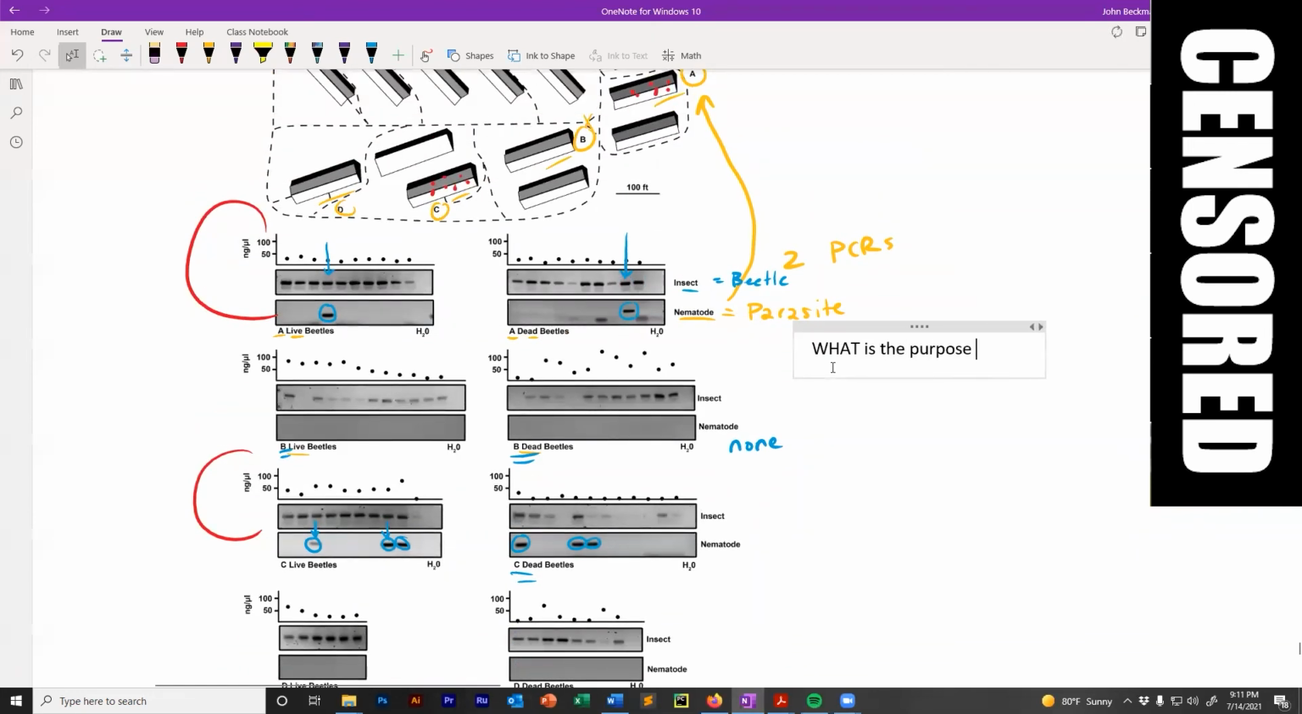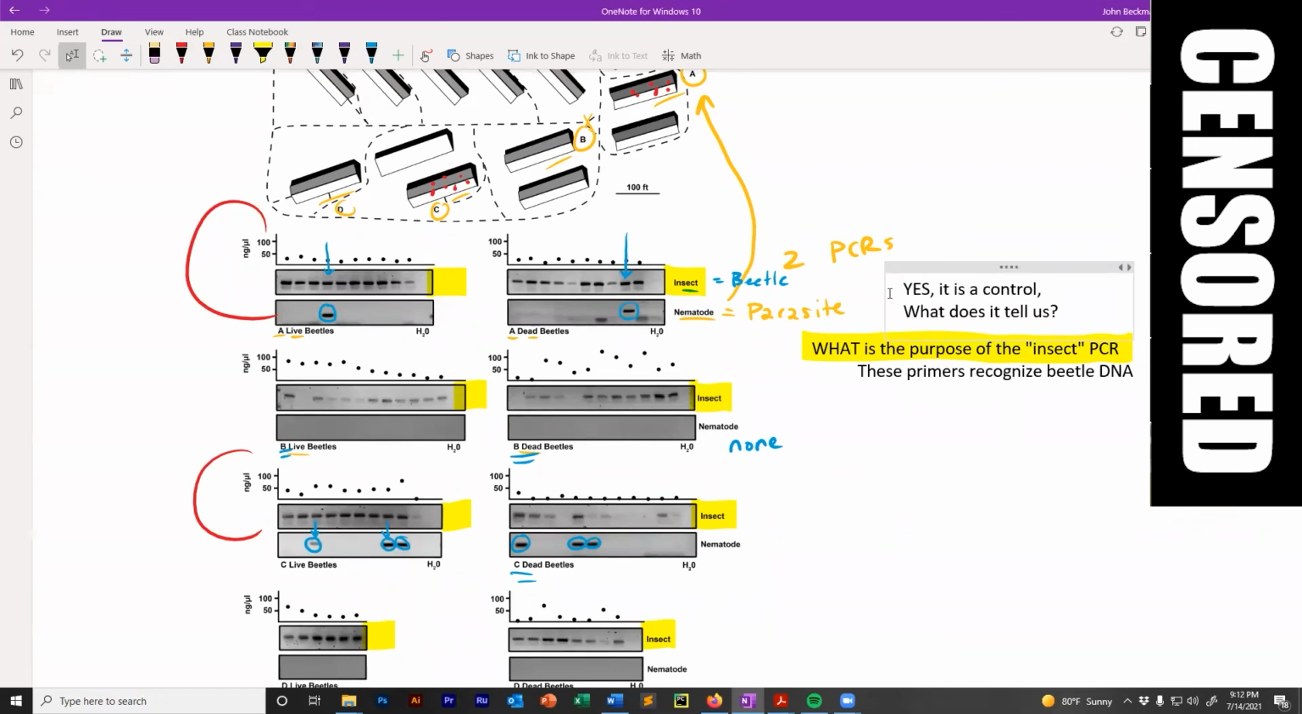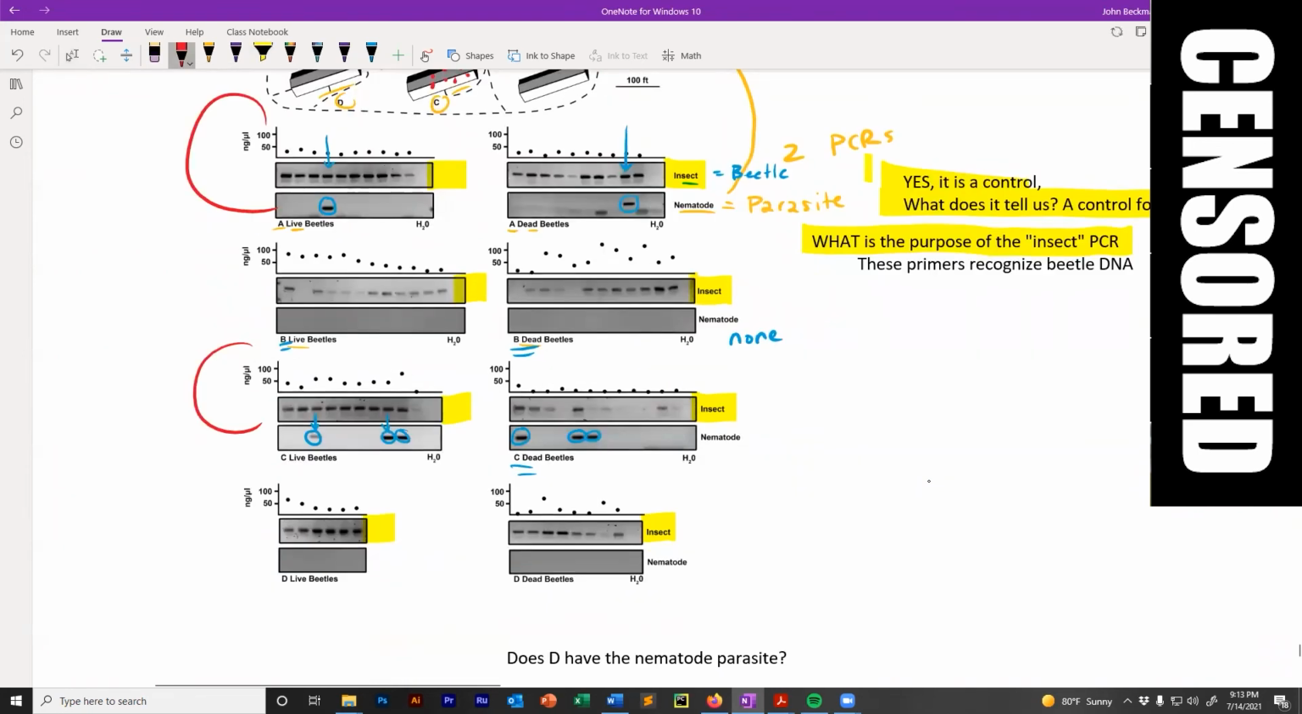Okay. Let me ask another question. What is the purpose of the insect PCR? These primers recognize beetle DNA. What is the purpose of the insect PCR? So that's this one, this one, this one, and this one. Why did we do that? Write it in the chat. Yes, it's a control. What does it tell us? It's a control for what?